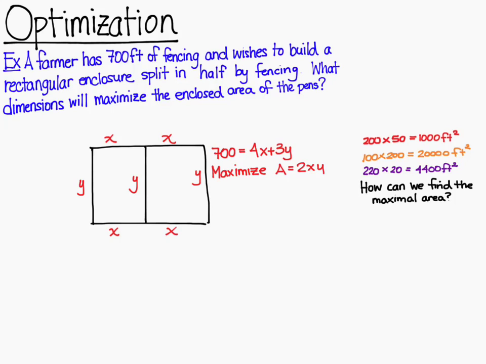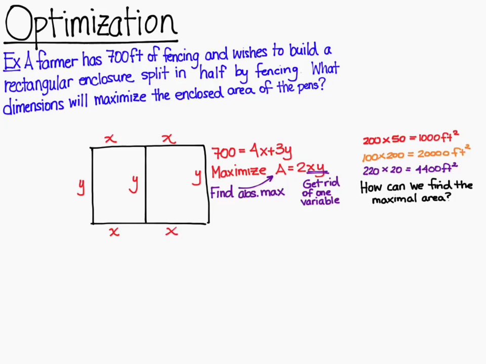The thing that I want to maximize is the area. So I have two pens, and each of the pens have dimension x times y. So the area that I'm trying to maximize is 2xy. I want to find the absolute max of capital A. In other words, I want to find what is the largest value of A that we can find.